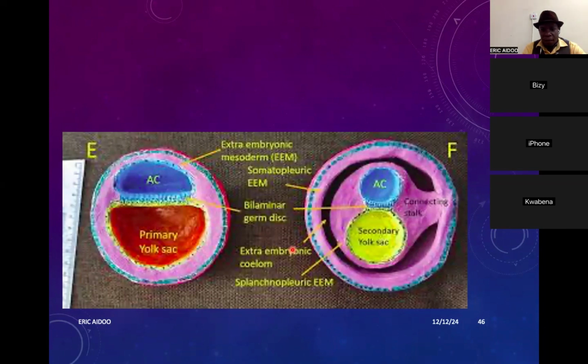Then again, a space will appear within this extraembryonic mesoderm. That's the space you find there, and it will split the extraembryonic mesoderm into 2. We have the splanchnopleuric and then the somatopleuric. So that is somatopleuric, which is closer to the cytotrophoblast, and then the splanchnopleuric, which is closer to the secondary yolk sac. Okay, and then you have the extraembryonic coelom or the cavity.